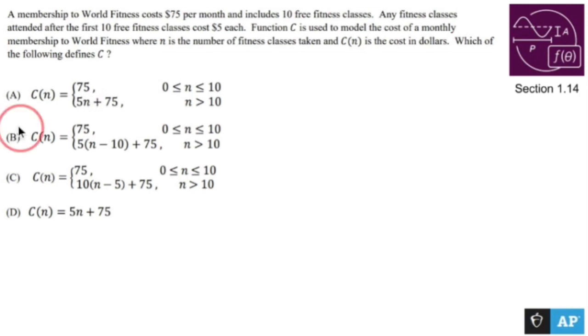What we have to choose is B, because B is saying that between 0 and 10, and including 10, it costs $75. But once you hit 11, you do 11 minus 10, which is 1, multiply that by 5, and then add 75. So 5 plus 75 is for 11, and 12 is going to be 10 plus 75, and so on and so forth.